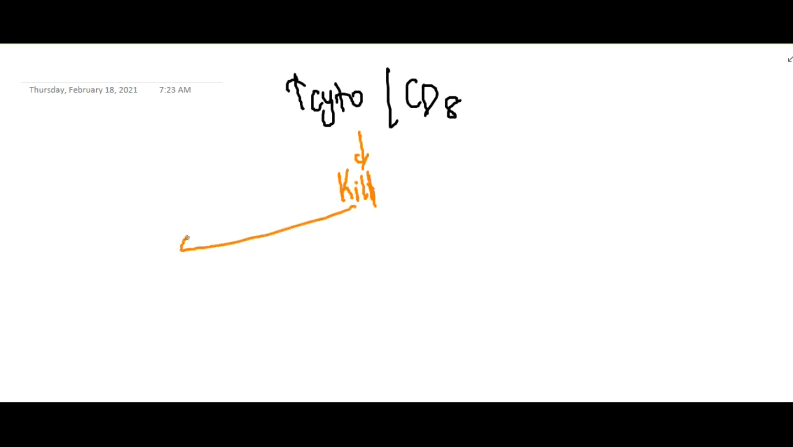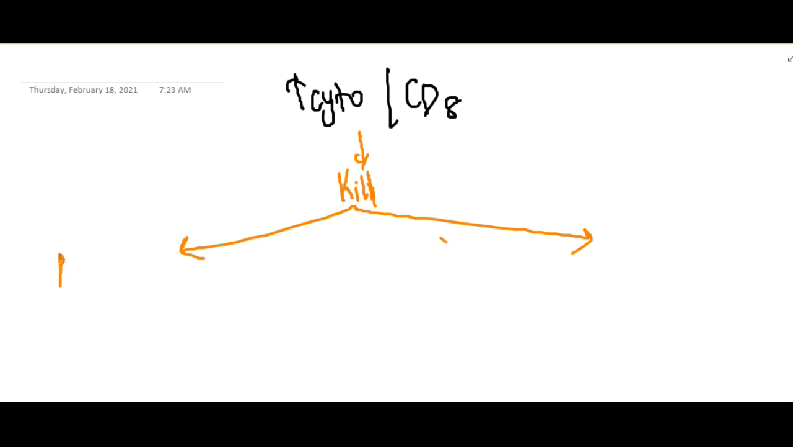Now we also have T cytotoxic cells or CD8 T cells. These CD8 T cells, actually they will kill the cells. Okay, they are cytotoxic to the cells, that is they will kill the tumor cells or virus containing cells or bacteria containing cells.